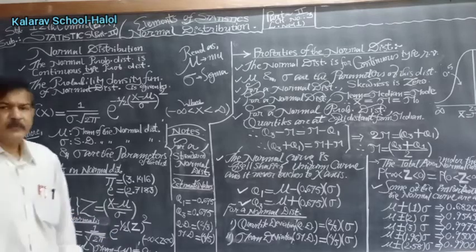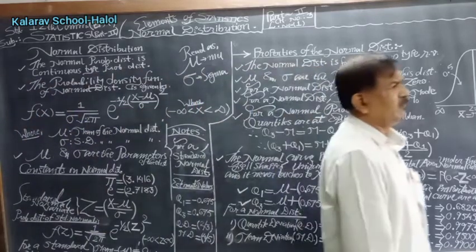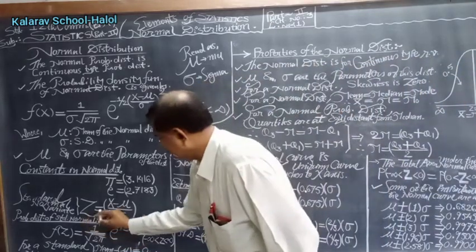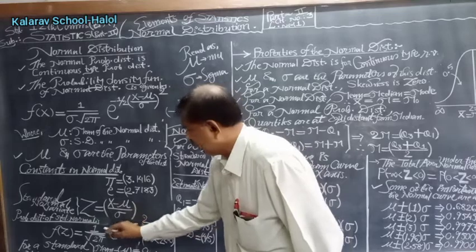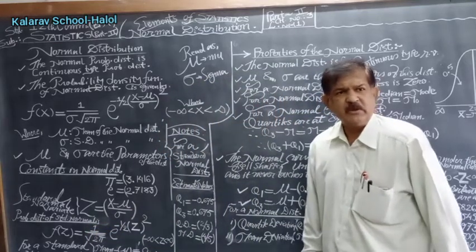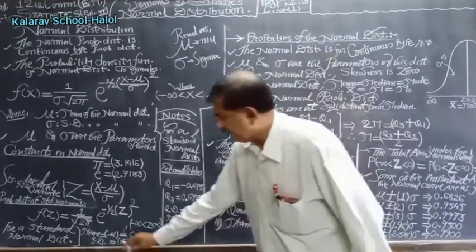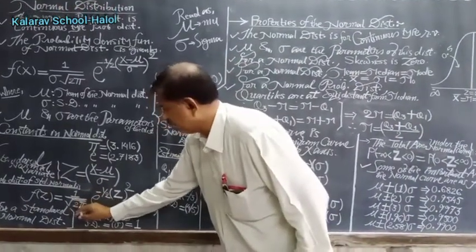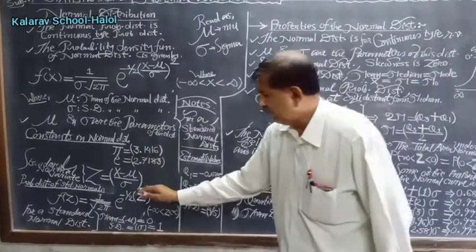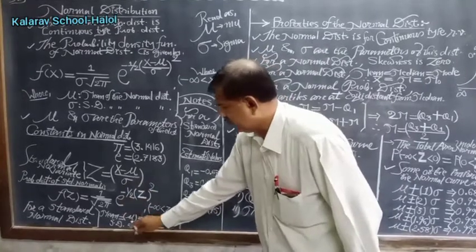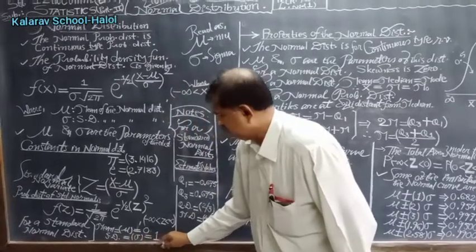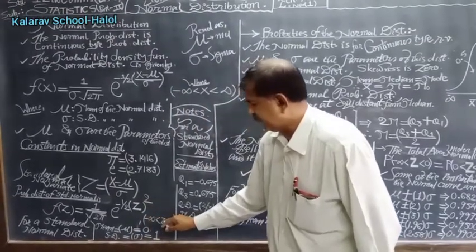Now, with the normal variable we create the standard normal variable. The standard normal variable z is given by x minus mu upon sigma, and therefore the probability distribution for the standard normal distribution is also given by f(z) equal to 1 upon root of 2 pi, e raised to minus 1 upon 2 z whole square. For this standard normal distribution, the value of mean mu is 0 and the value of standard deviation sigma equal to 1, where minus infinity is less than z less than infinity.